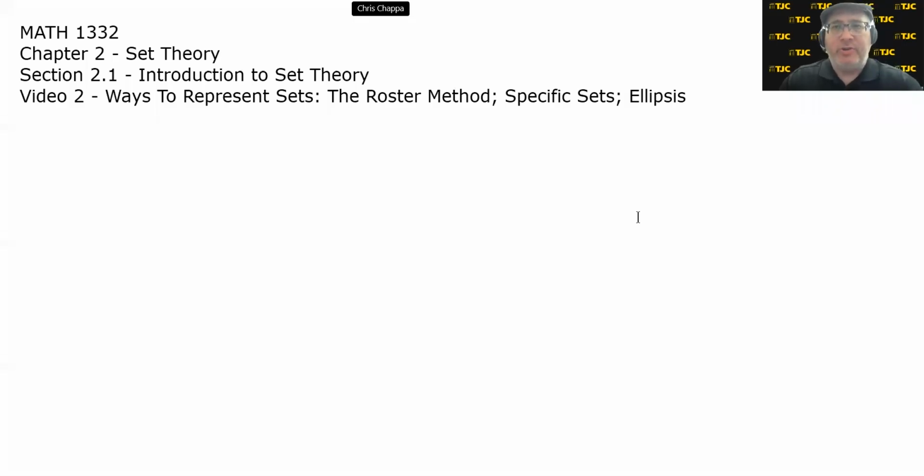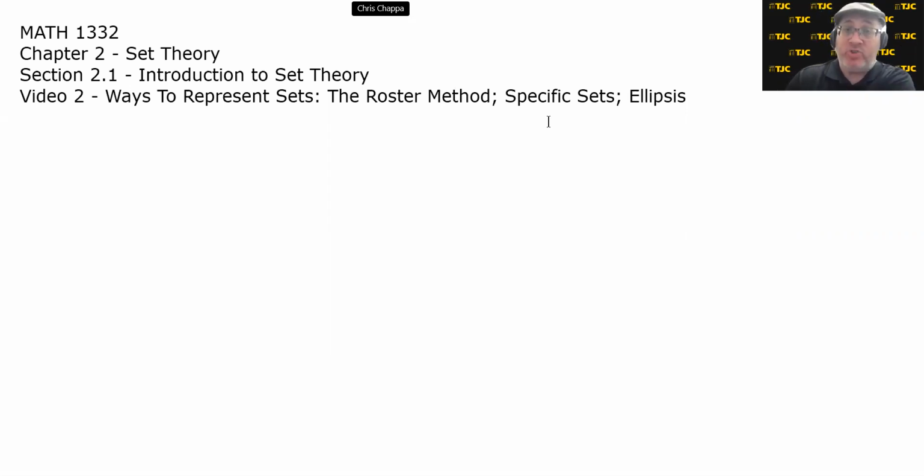Math 1332, Chapter 2, Set Theory, Section 2.1, Introduction to Set Theory, Video 2, Ways to Represent Sets: the Roster Method, Specific Sets, and Ellipses. These things kind of blur together, especially the roster method and ellipses. But just to foreshadow, there are three different ways that we're going to talk about to represent sets.